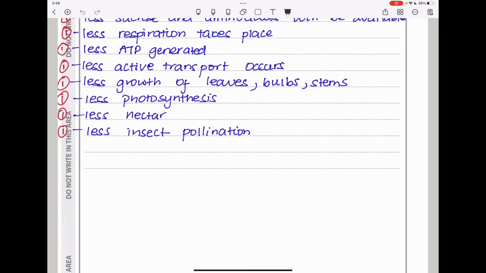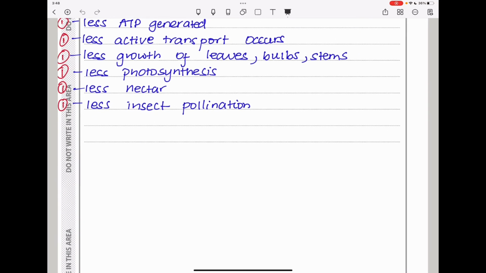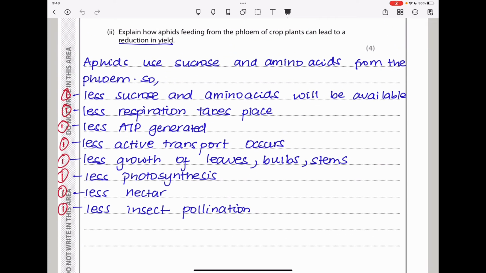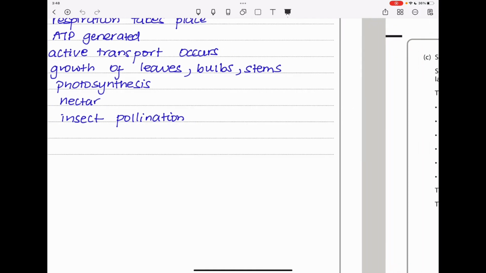So you can write as much as you want. They will all award you the marks. This was just 4 marks, so any 4 points you get the 4 marks. I'll continue to the next part.